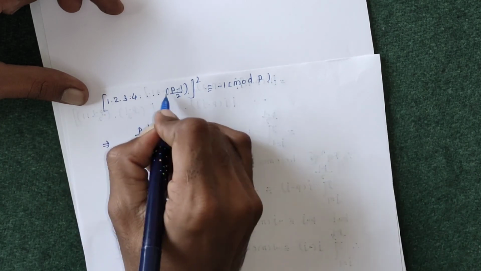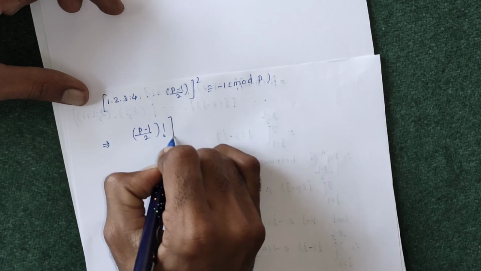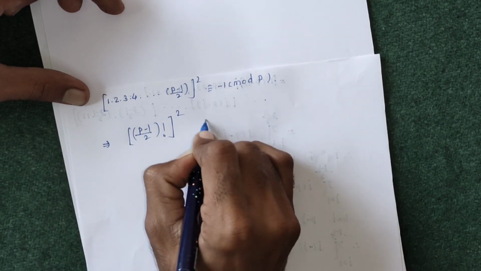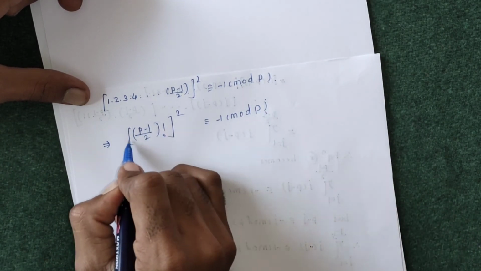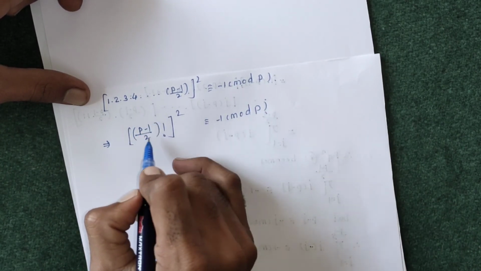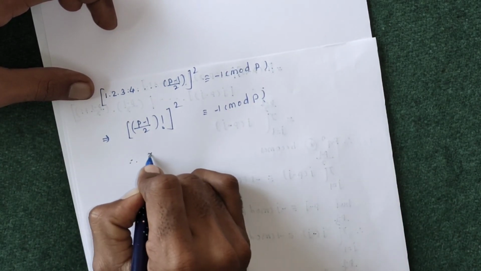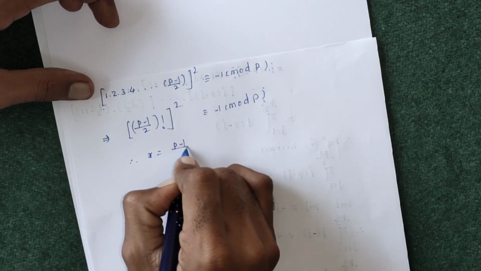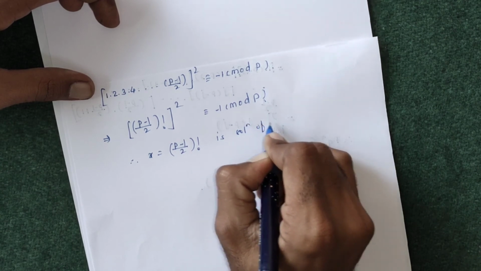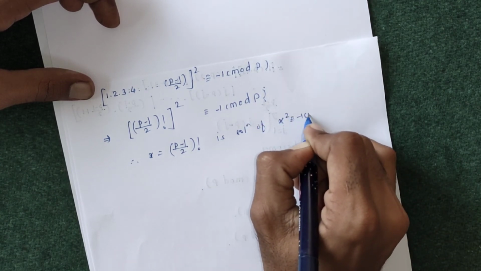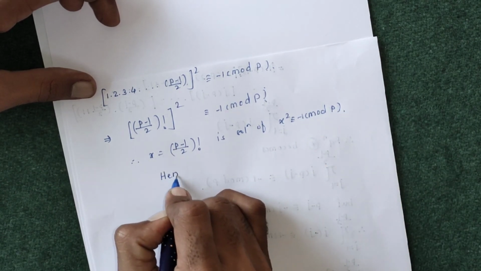This is the multiplication of the first (p-1)/2 integers. So ((p-1)/2)! squared is congruent to -1 modulo p, and hence x equal to ((p-1)/2)! is the solution of x squared congruent to -1 mod p. Therefore x equal to ((p-1)/2)! is a solution of x squared congruent to -1 modulo p. Hence the proof.